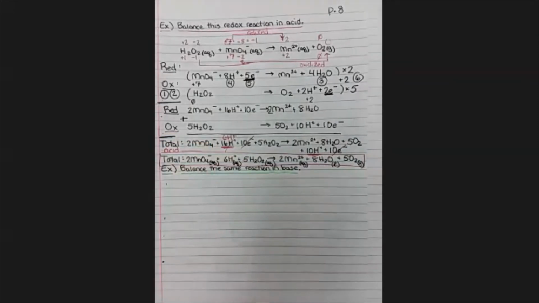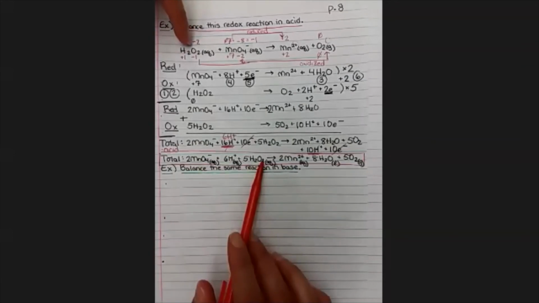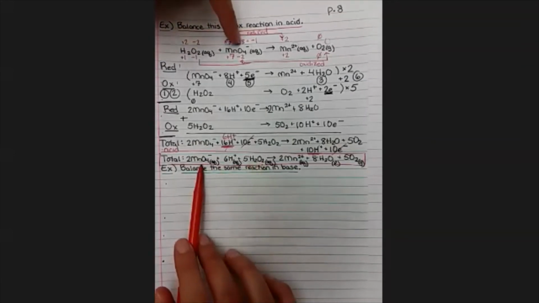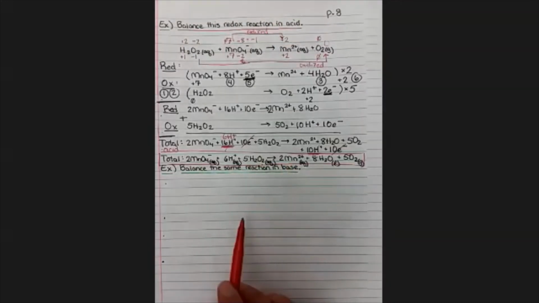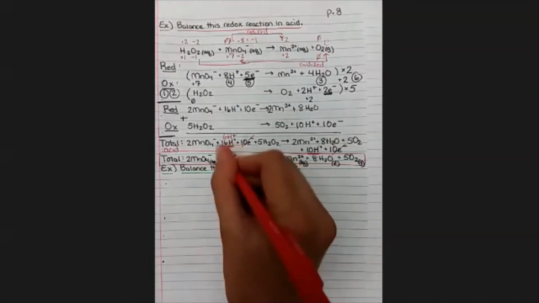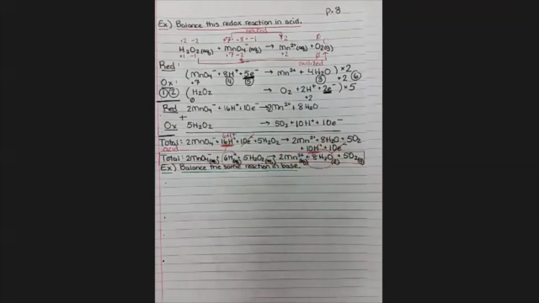That's what our balanced reaction looks like. We should have all of the same main components from the beginning. So H2O2, MnO4 minus, and on the other side, Mn2 plus and O2, plus coefficients, plus some extra features of the balancing, waters and protons.